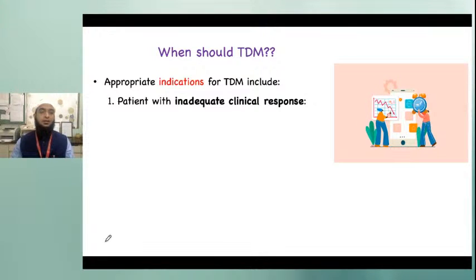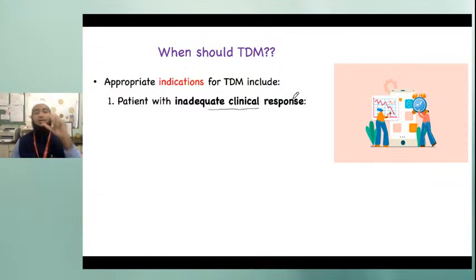Okay, so let's see the appropriate indications for the TDM. First, it includes the patient with inadequate clinical response. Now you are giving a drug to the patient, and in spite of the drug therapy the patient shows inadequate clinical response. So what does that indicate? Before switching over to another drug, you first measure the plasma concentration. It quite happens that the therapeutic dose that you have given to that patient is not reaching the blood, and it may not be bioavailable due to different factors. You can identify those factors later, but first you can measure the plasma concentration of the drug.